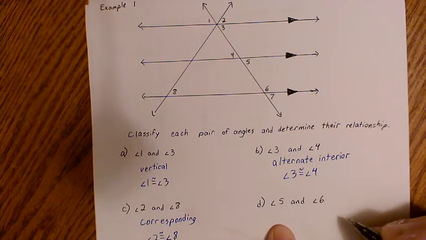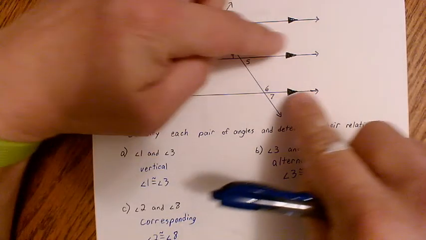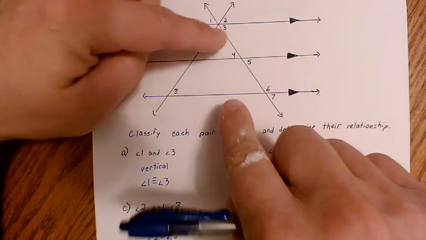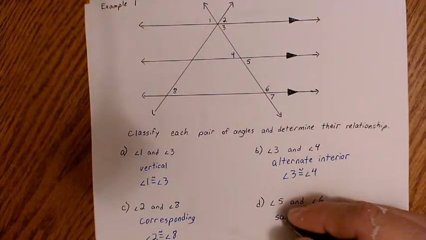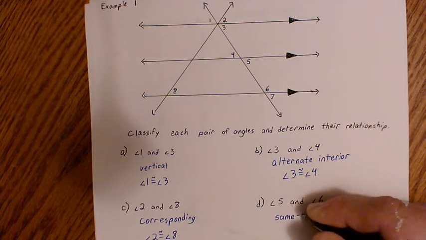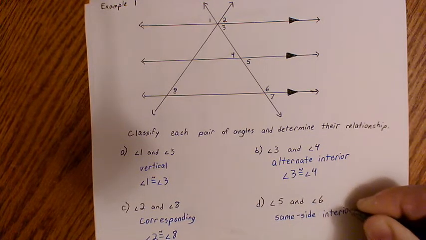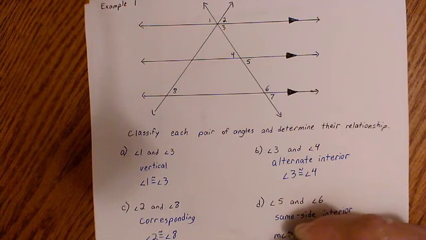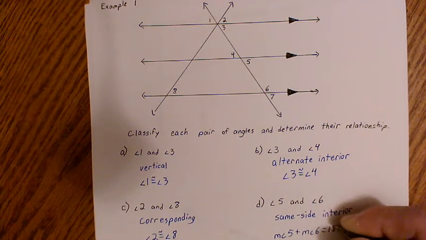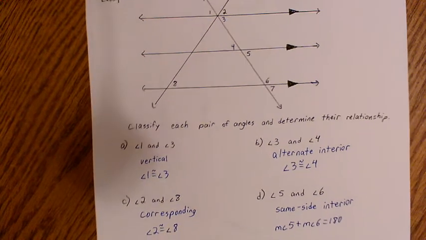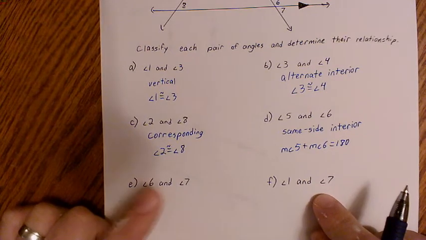5 and 6, here's 5, here's 6. They are on the interior of these two lines right here, and they are on the same side of the transversal. So I'm going to say same side interior. Don't forget, you might see that written as consecutive interior. And that means that they're going to add to 180 degrees. So the measure of angle 5 plus the measure of angle 6 is equal to 180, or I could just write supplementary angles.